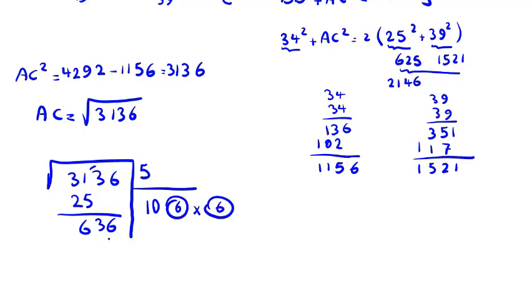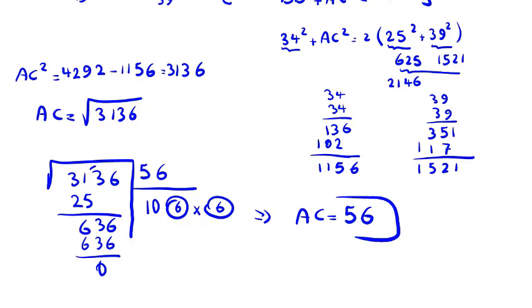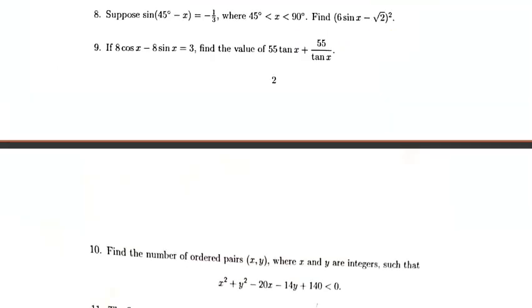If you place 6, 6, 6, 36, 3, 6, it will be 0, so 56. So the answer AC equals 56. SMO 2020 senior section first round problem number 8.